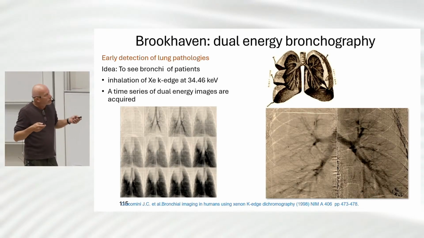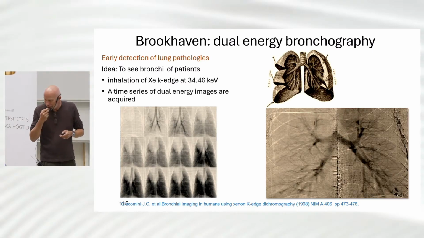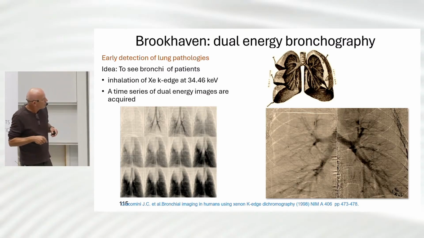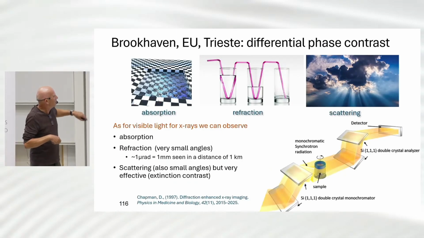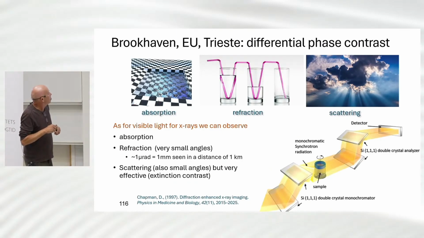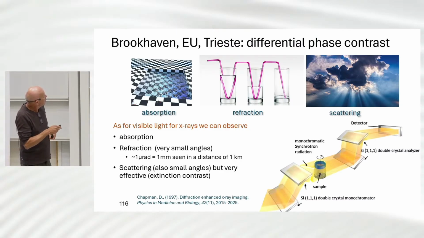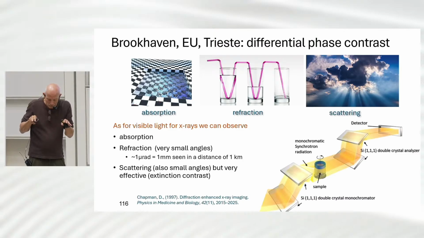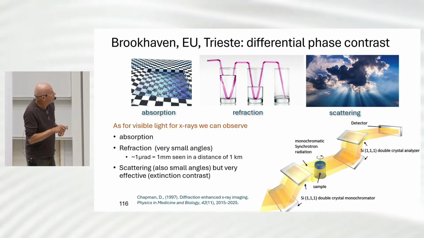Once we did this, we tried also to do that with bronchi, inhaling xenon, which is a gas, which has the absorption edge a little bit above the iodine. These, at that point, were my bronchi, but okay, let's forget about it. Now, going back to Europe, that was done in Hamburg and in Brookhaven in New York, we started to do some other experiments because X-rays have the same properties as optical light. You can have absorption, refraction, and scattering.